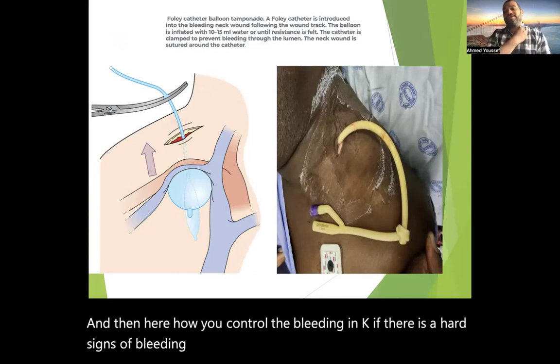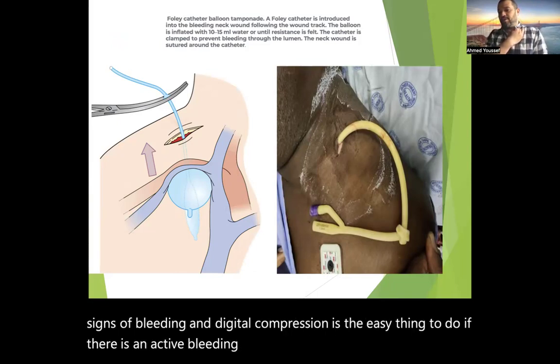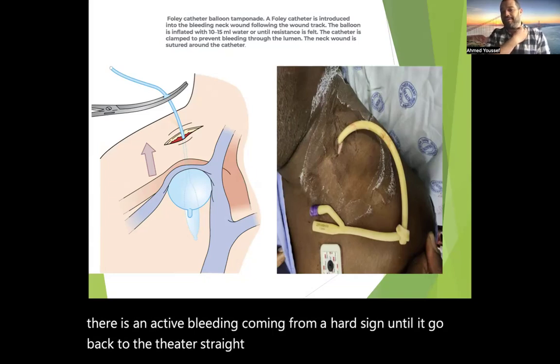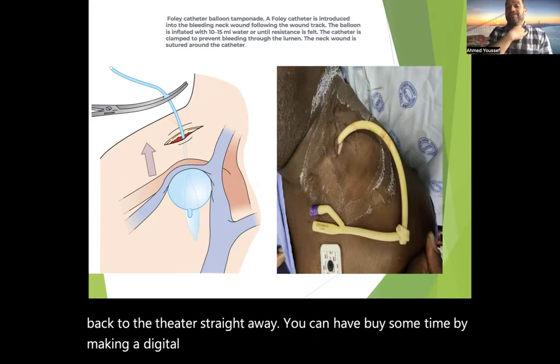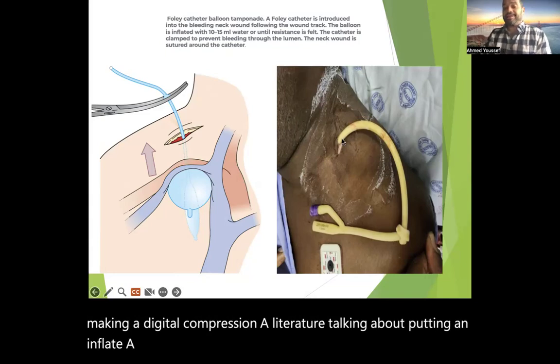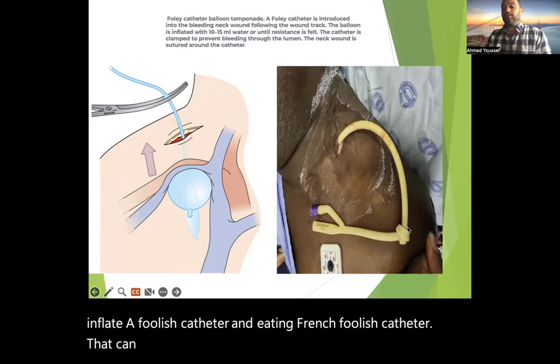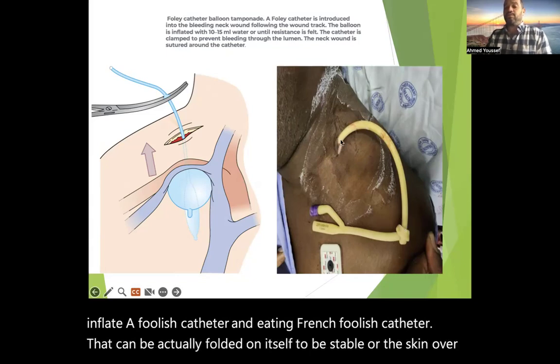Digital compression is the easy thing to do. If there is active bleeding coming from a hard sign, until you go back to theater straight away, you can buy some time by making a digital compression. The literature talks about inflating a Foley's catheter, an 18 French Foley's catheter, that can be folded on itself to be stable, or the skin over the stab is closed over it.